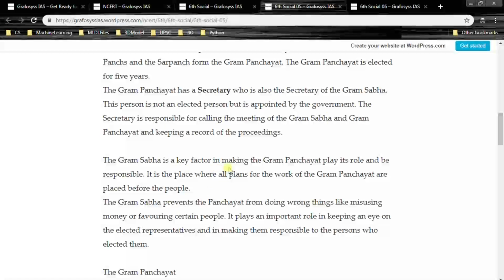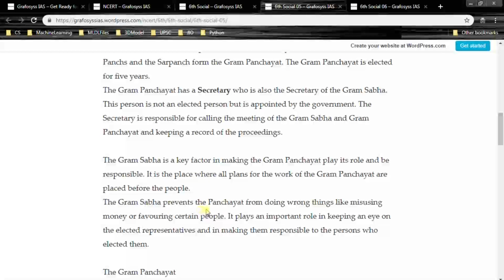The Gram Sabha is a key factor in making the Gram Panchayat play its role and be responsible. It is the place where all plans for the work of the Gram Panchayat are placed before the people. So the Gram Sabha is a key factor. Here all the plans for the work of the Gram Panchayat are kept before the people.